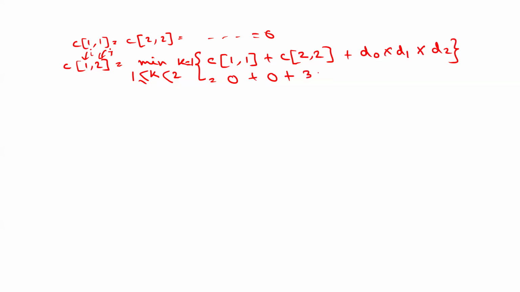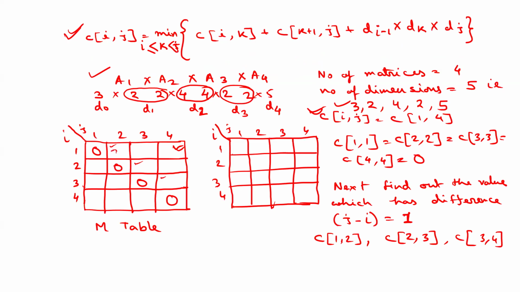So 3, 2, 4. So what is the value here? 24. So put the 24 in the cell 1, 2. Next we calculate the C23.